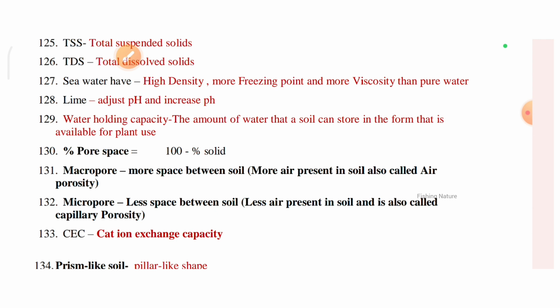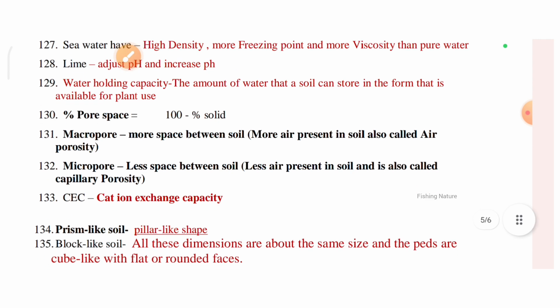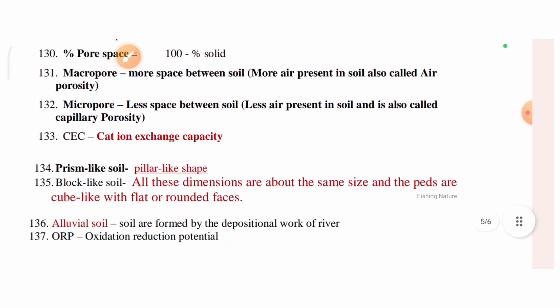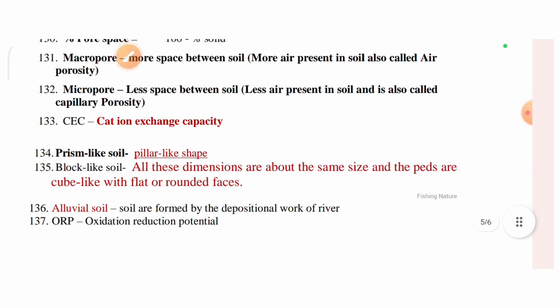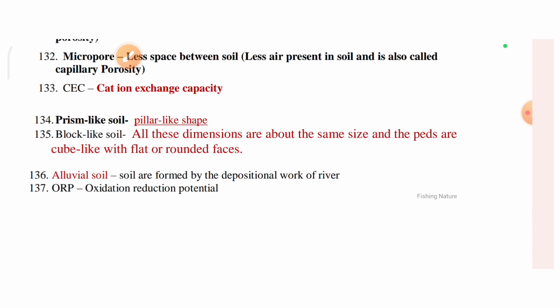Next, lime. Lime is used to adjust the pH. By increasing the pH we use this lime. Water holding capacity is the amount of water that a soil can store in the form of plant-available water. It is the water holding capacity. Pore size: macro pore means more pore space between the soil, micro means less space between the soil. CEC is the cation exchange capacity.